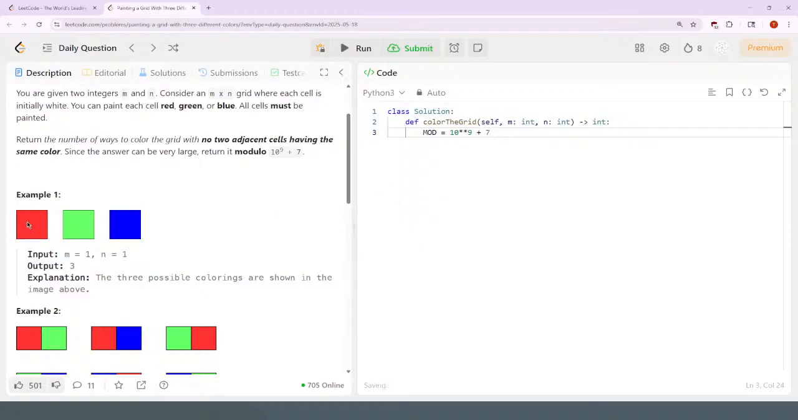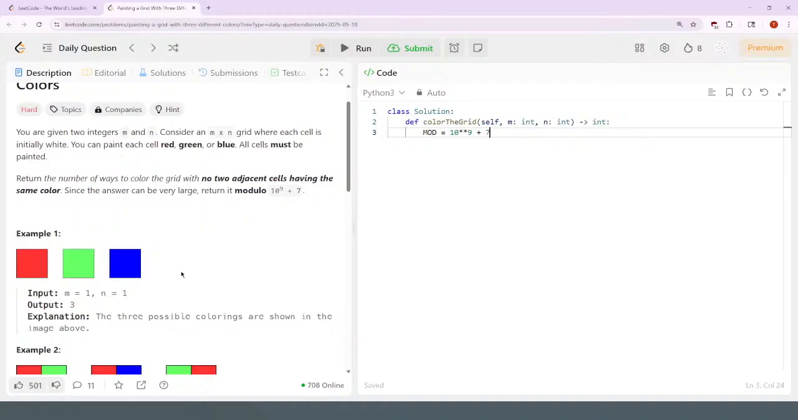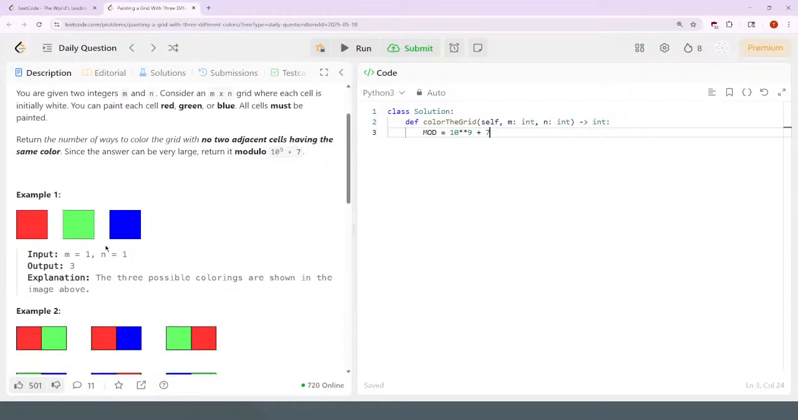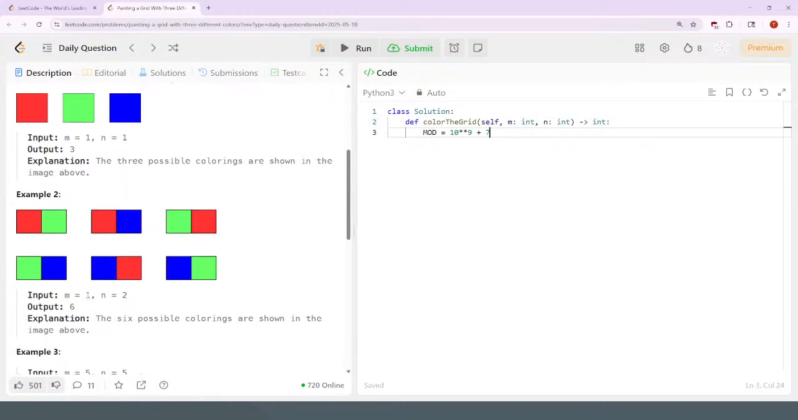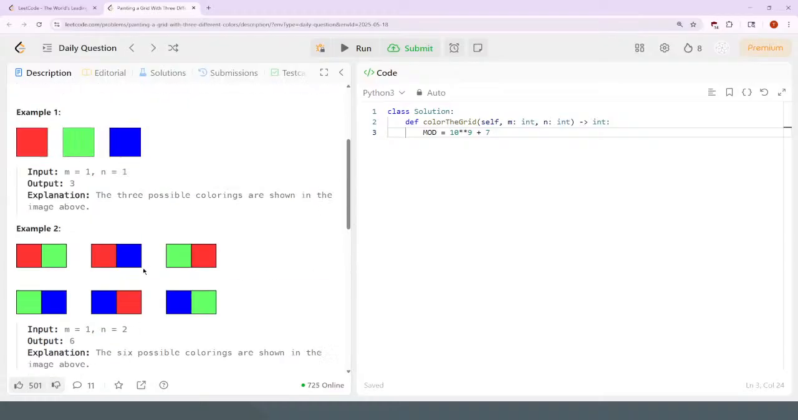Okay, so if it's a 1 by 1, given 2 integers, it's a 1 by 1. So basically there's 3 ways of coloring a 1 by 1 with no 2 adjacent cells having the same color. So it's red, green, or blue. It's 1 row, 2 columns, and there's 6 ways there. And then if it's 5 rows, 5 columns, there's 580,000, 581,000 ways.